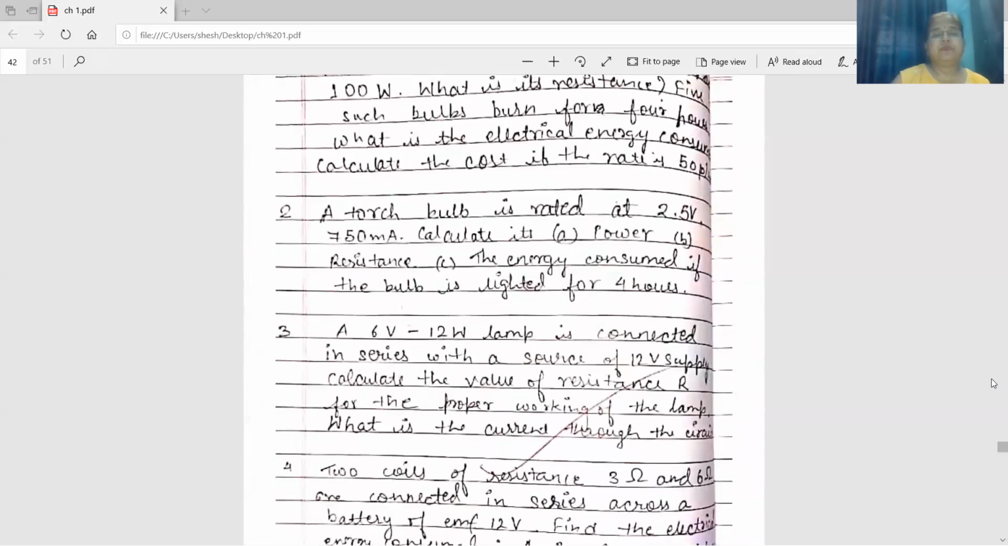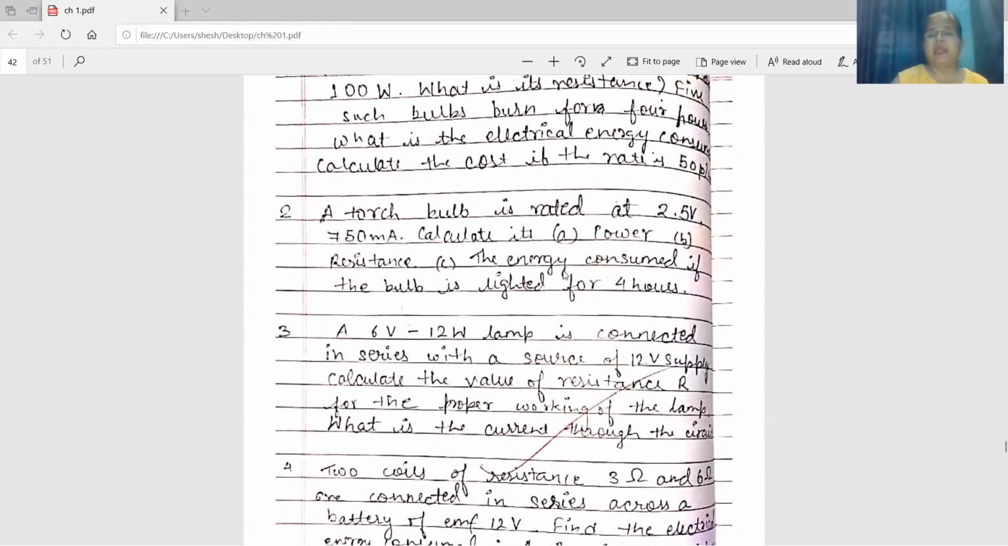Number 2. A torch bulb is rated at 2.5 volt, so the potential difference is 2.5 volt, and the current is 750 milliampere, which is 750 into 10 to the power minus 3 ampere. You are asked to calculate its power. Power equals V into I, so simply multiply 2.5 into 750 into 10 to the power minus 3. B, resistance. Resistance equals V by I, so 2.5 divided by 750 into 10 to the power minus 3.